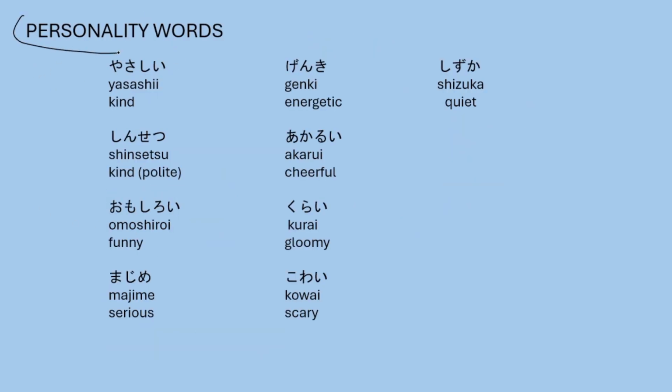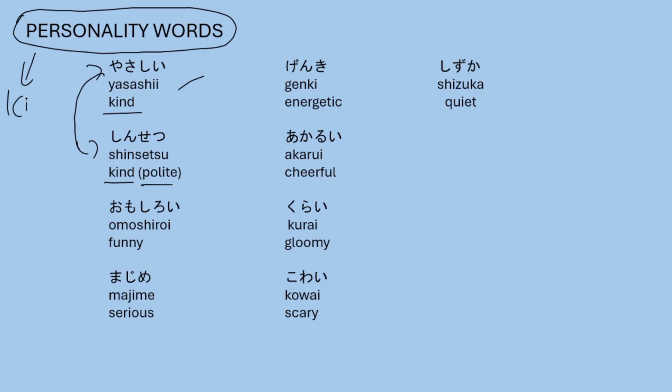Now there are some words related to personality. Related to a personality, words like bad, good, kind, a word like this. The first is kind, yasashii. Yasashii means he is kind. Shinsetsu means kind and polite. These two, yasashii and shinsetsu, both mean kind. They are the same words, but they are used at different times and in different situations. So that's why I write both of them.